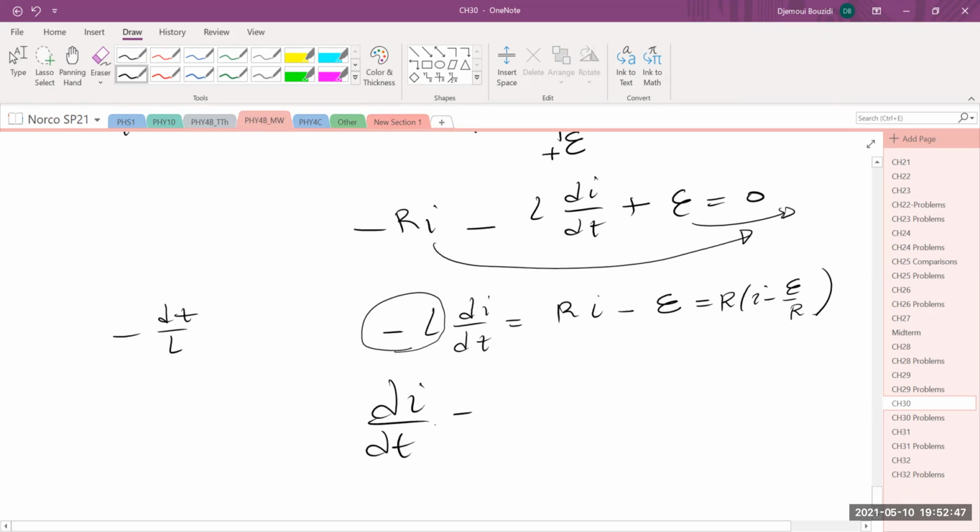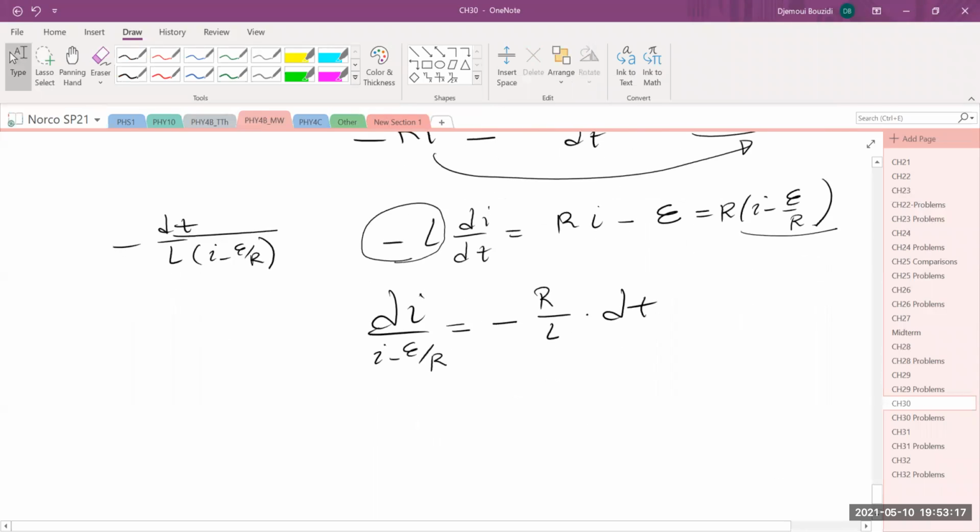I'm sorry, dI over, and divide by this quantity also, and divide by I minus epsilon over R. So in other words, I will have on one side I minus epsilon over R, and on the other side I would have a minus. Remember, I divided by the minus, and I will be left with an R over L times dt, okay?